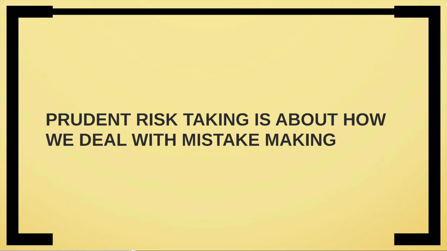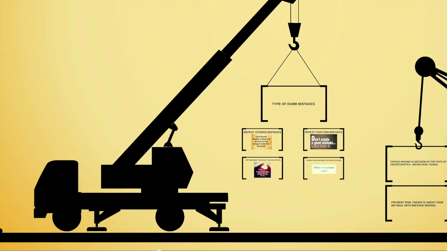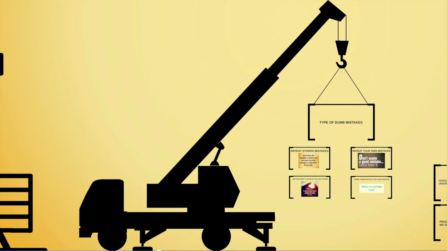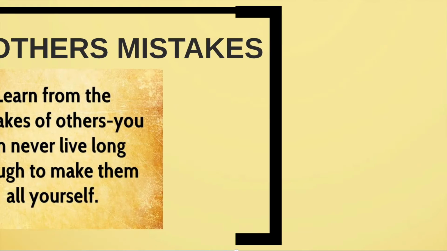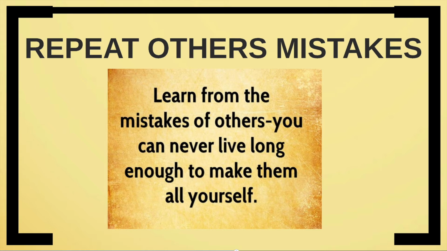I found it useful to divide mistake making into two categories. There are smart mistakes and there are dumb mistakes. And we need to define the difference between them. So dumb mistakes, for example, you repeat your own mistake. Well, that's not acceptable. You're not learning. Dumb mistake number two, you repeat somebody else's mistake. You're not being observant. You're not looking around you. You're not understanding what others are doing.